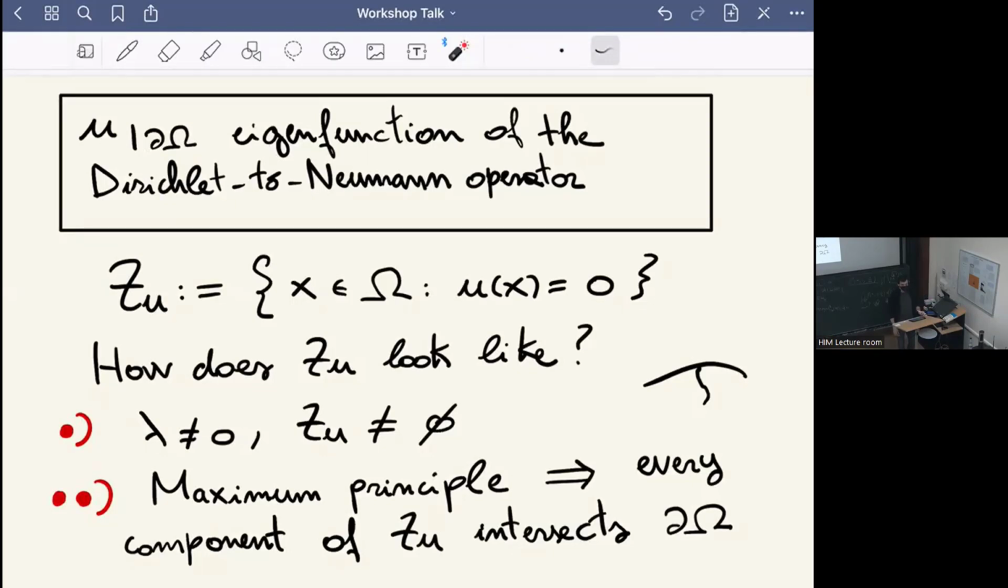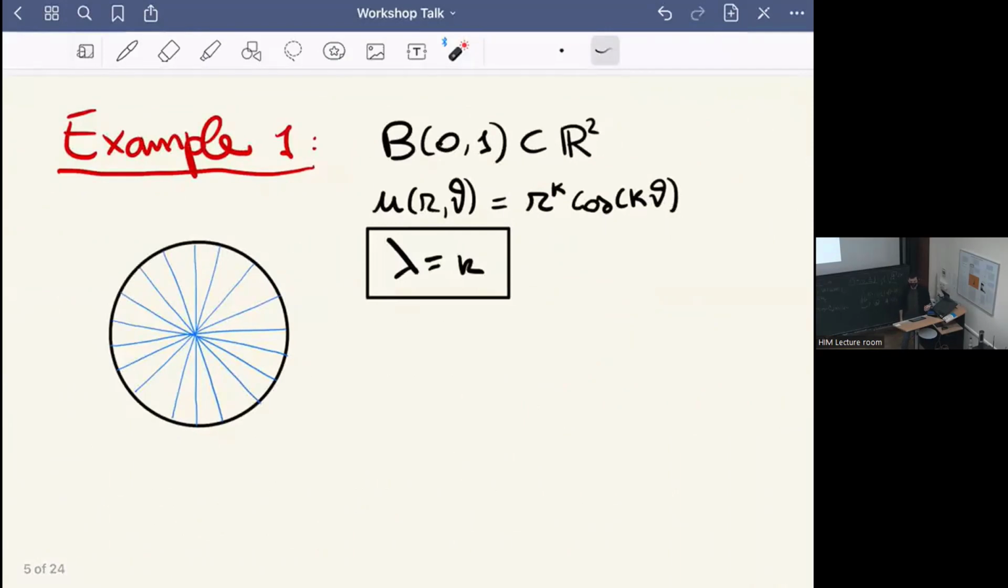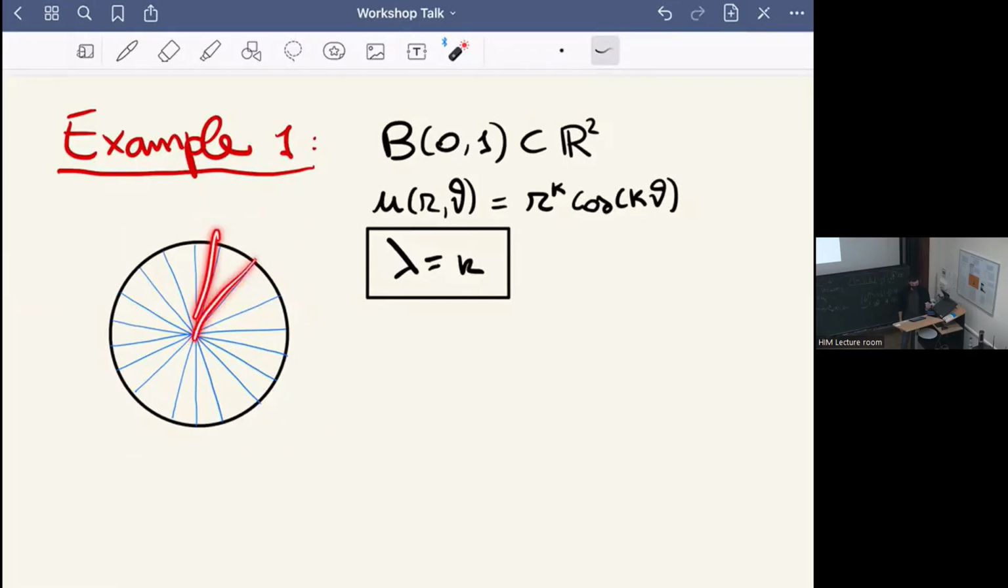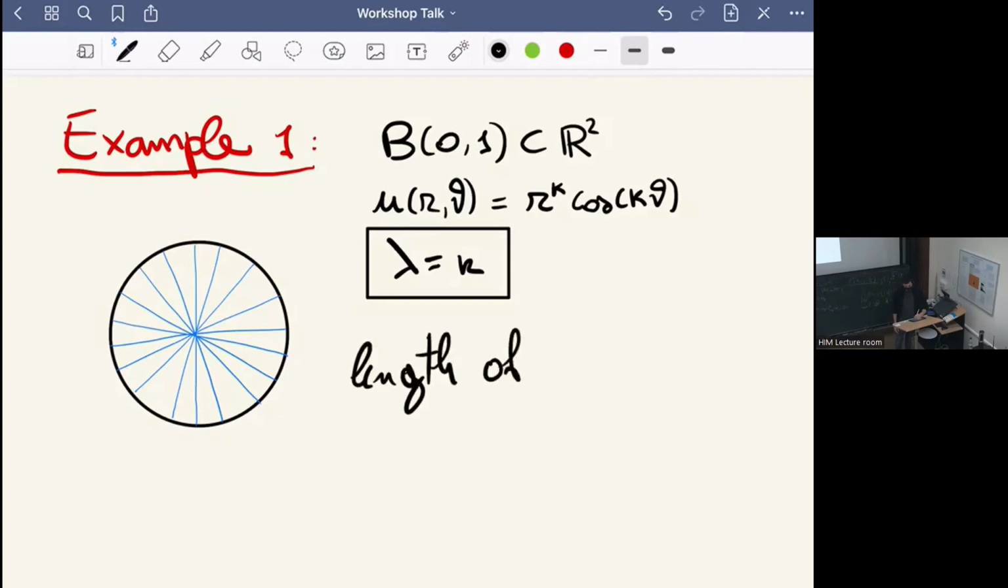Right. Let me give you two ridiculously simple examples to fix ideas about what objects we are talking about. My first example is the unit ball in R2, and you take the simplest harmonic function you can think of in R2, which I've written in polar coordinates as u(r,θ) = r^k cos(kθ). And the eigenvalue is just k. I've already drawn the sphere and the zero set, because otherwise it would take me 5 minutes just to draw this. But you can see what the zero set looks like. In particular, the zero set is just lambda lines of approximately unit length. So the length of the zero set is approximately lambda in this case.